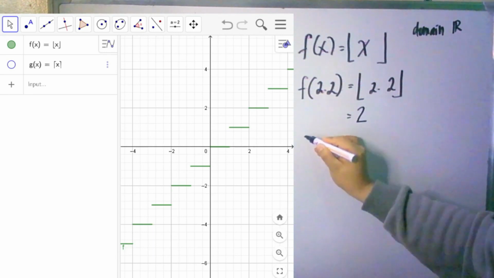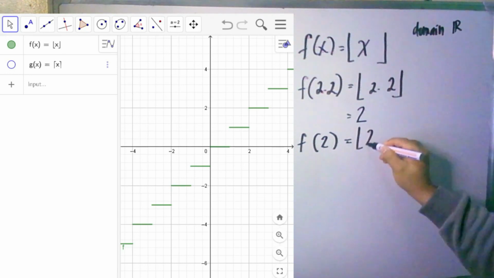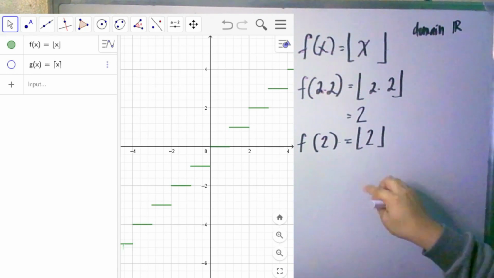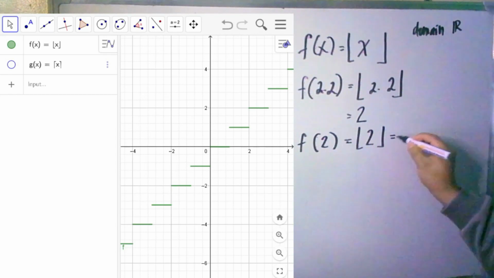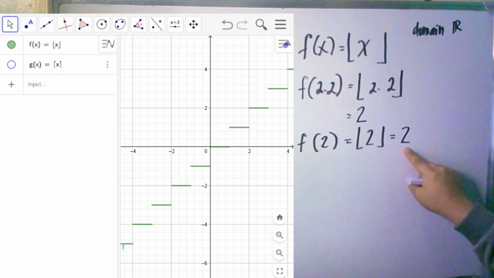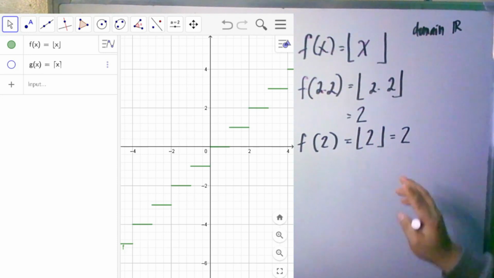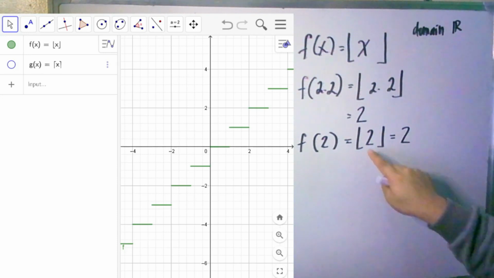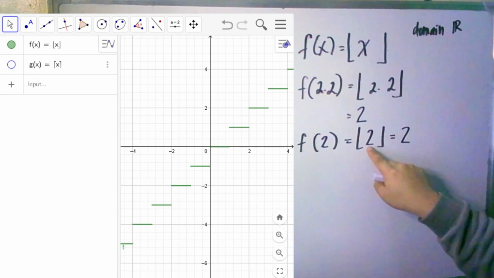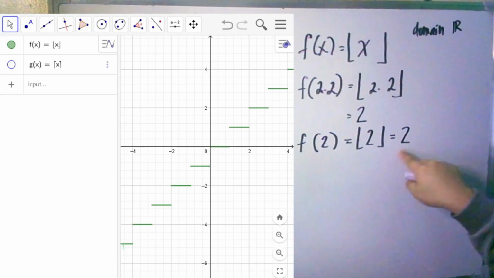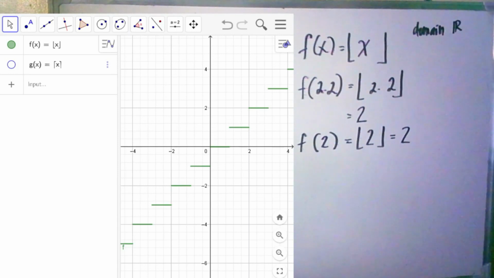What if our input is exactly 2? What is the answer? Well, of course, the answer is still 2. This is the greatest integer that is equal to our input. Remember that our condition is that the output must be less than or equal, so any of the two. If our input is an integer, the answer is that integer itself. That's what we mean by the floor function.